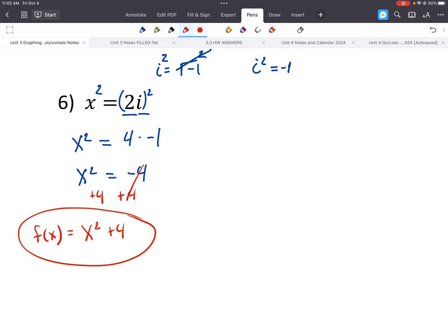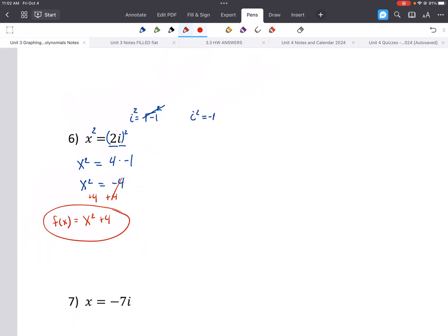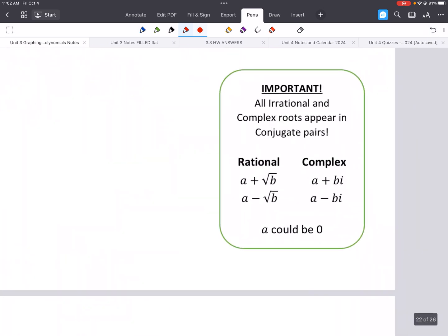Okay? Again, if you were to set that equal to 0 and solve, you'd end up getting plus or minus 2i. So when we compare that, it's not the same. I'm giving you one of the roots, but again, imaginary roots and irrational roots, like a square root of 7, they always come in conjugate pairs. So just again with that.